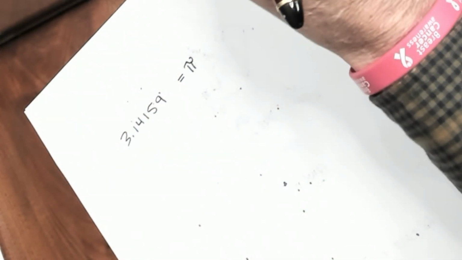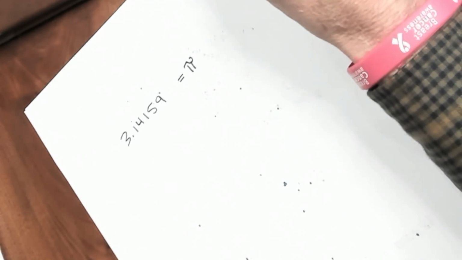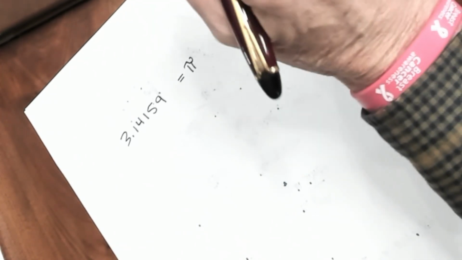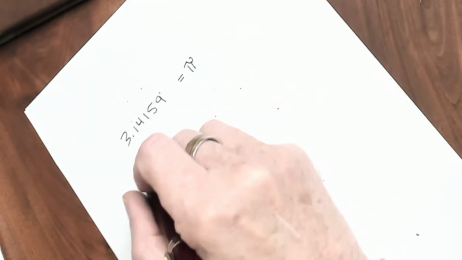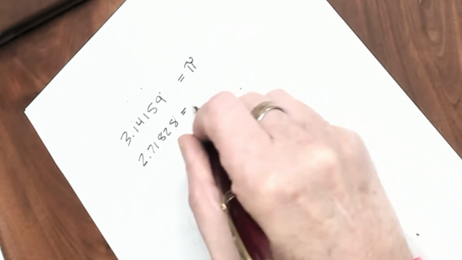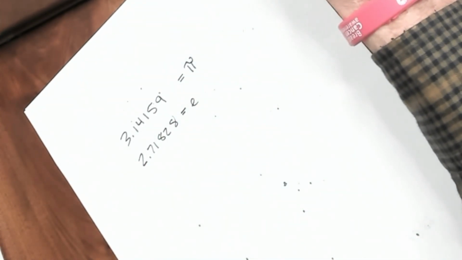Now, many of us are familiar with this number. It's 3.14159. That's our friend pi from high school. There is another number that is equally important, if not more important, and that is this number, 2.71828. And that number is called E, and that stands for Euler's number. Now, why is Euler's number important? Well, it's the key to something called exponential growth.